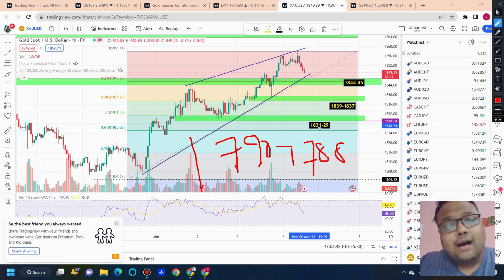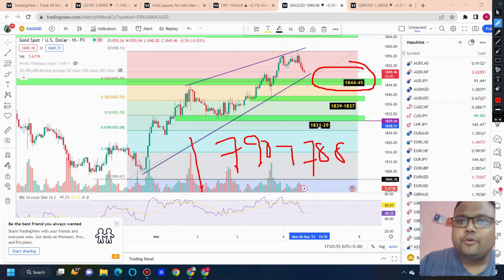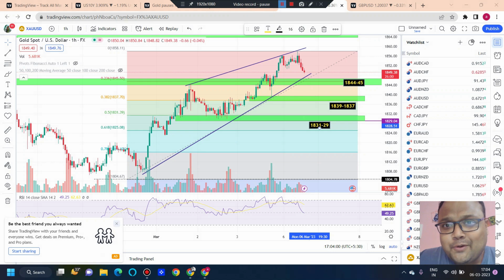Right now we can see the market is approaching 1844.45, so wait for this particular level. If you're already on a sell position, stay in the trade, because hopefully you're in good profit already.